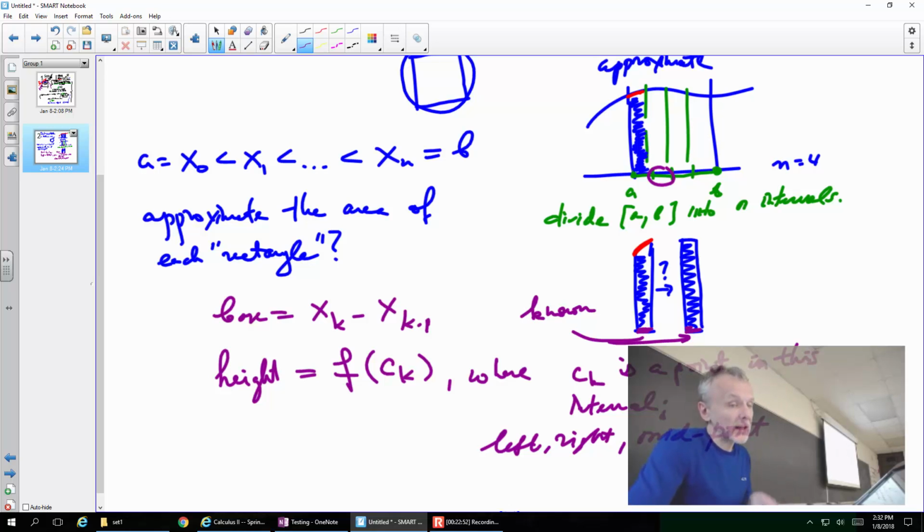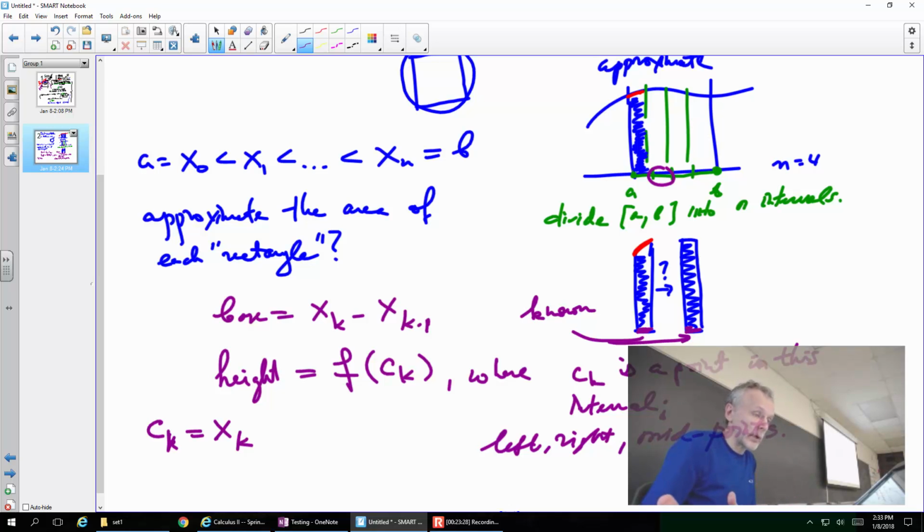Specifying that point serves only one purpose, and that is to make it specific, so that we have the same pattern for every rectangle. For example, we have n rectangles and n intervals, so we have to find the height for each of these rectangles. It's easy to do if we just pick the same point for all of them. For example, in every interval pick the left. So for left hand, c sub k is equal to x sub k minus 1.